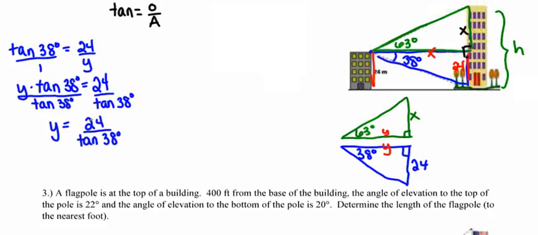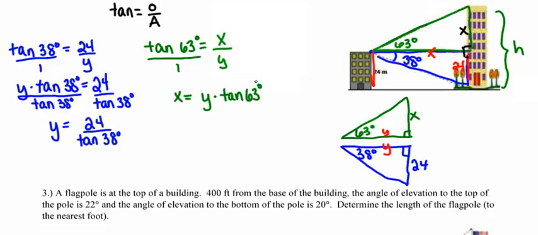But now that I know what my Y value is, now I can go ahead and take a closer look at this green triangle. Again, I'm working with the tangent ratio. Tangent of 63 degrees is equal to the leg opposite, which is X, over the leg that's adjacent, which is Y. And again, I'm going to cross multiply. So X is equal to Y times the tangent of 63 degrees. And at this point, I'm starting to feel a little bit more confident about this question because the finish line or the ending point is starting to come a little bit more clear into focus.